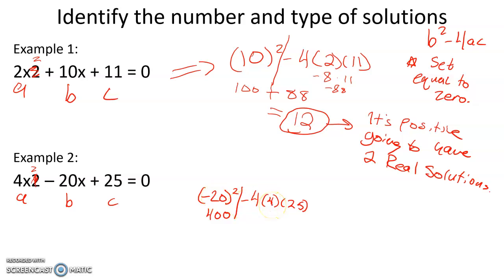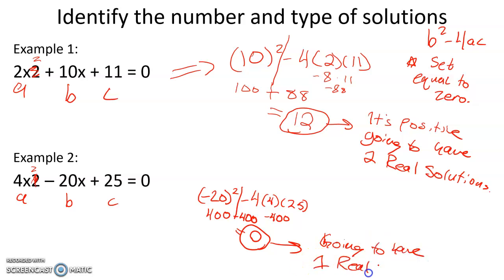And if we do this over here, negative 4 times 25, it's going to get us negative 400. So I'm going to subtract 400. And 400 minus 400 gets me 0. So if it's 0, that means that I'm going to have one real solution. I'm going to have one real solution. Okay?